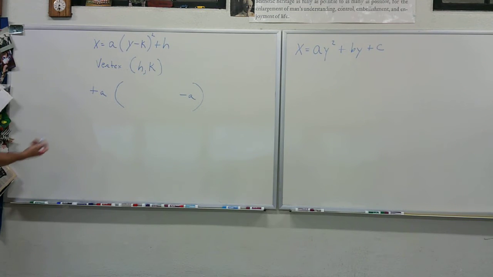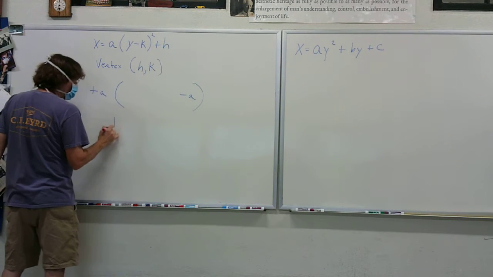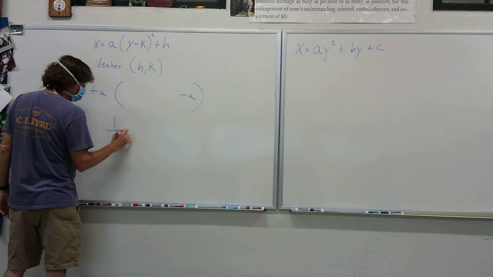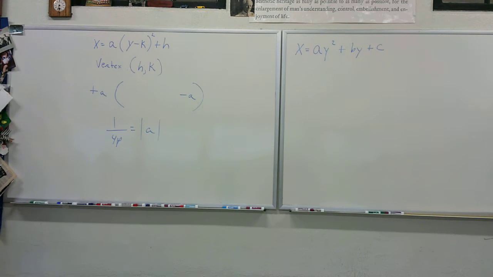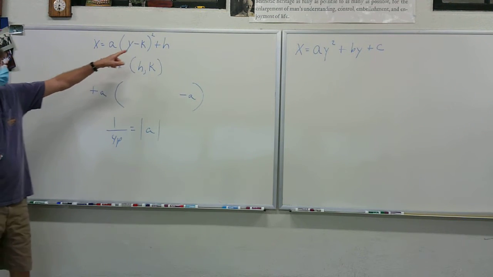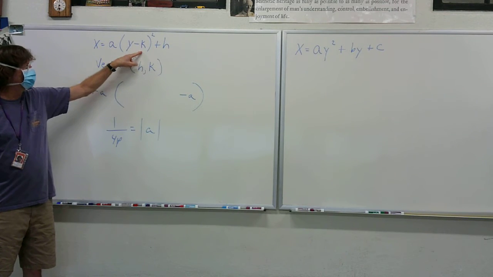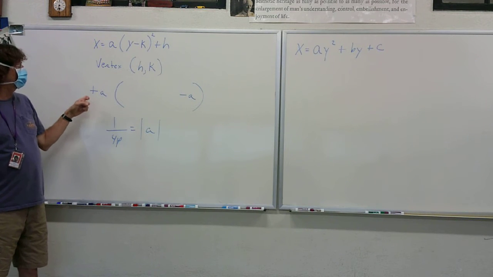Now, another bit of news. 1 over 4p still equals the absolute value of A. So all that information, just like for the other ones, is good. Just be real careful with your H and your K here. And just remember, they're going to open what? Right or left.